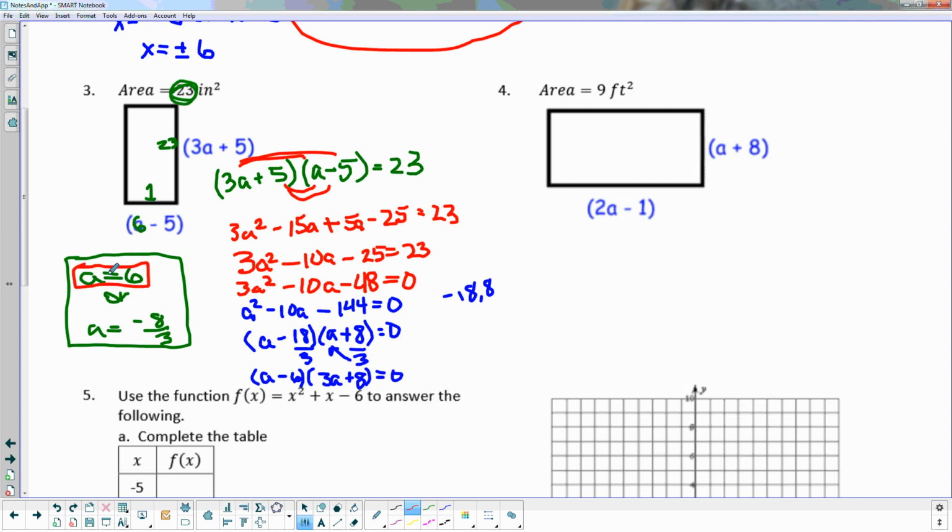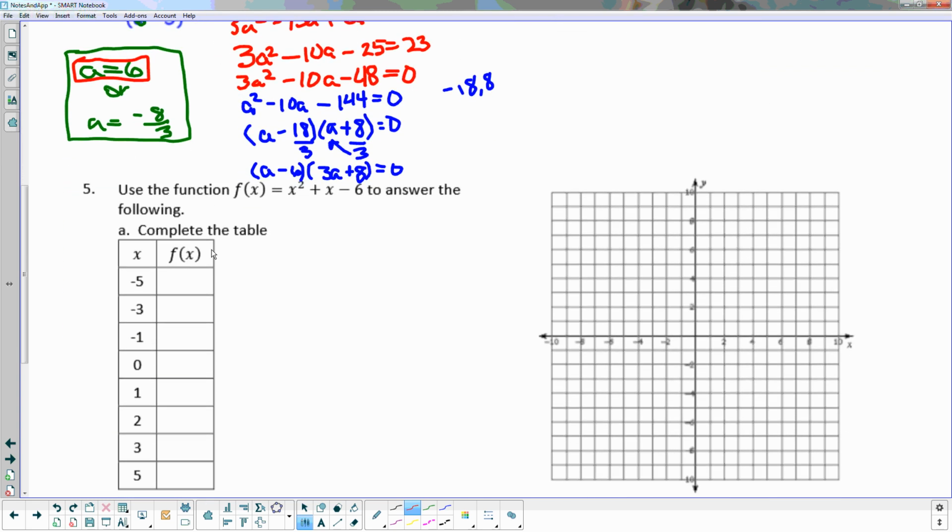Okay? That's kind of the advanced answer. The intermediate answer is both of these, and that would be acceptable to me. But knowing that we're dealing with a geometric idea of area, I can't have negative numbers. Okay.